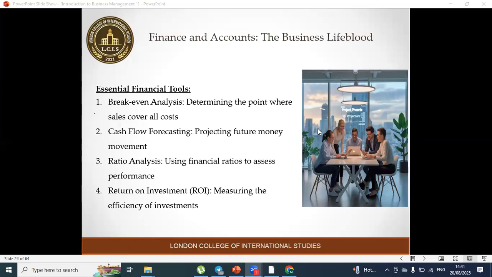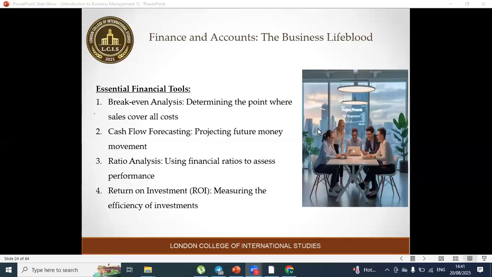Essential financial tools. Break-even analysis, determining the point where sales cover all costs. Cash flow forecasting, projecting future money movement. For example, if you are going to launch a project, for example, a website, you will ask yourself a question: the project will give money when, where, and how much.